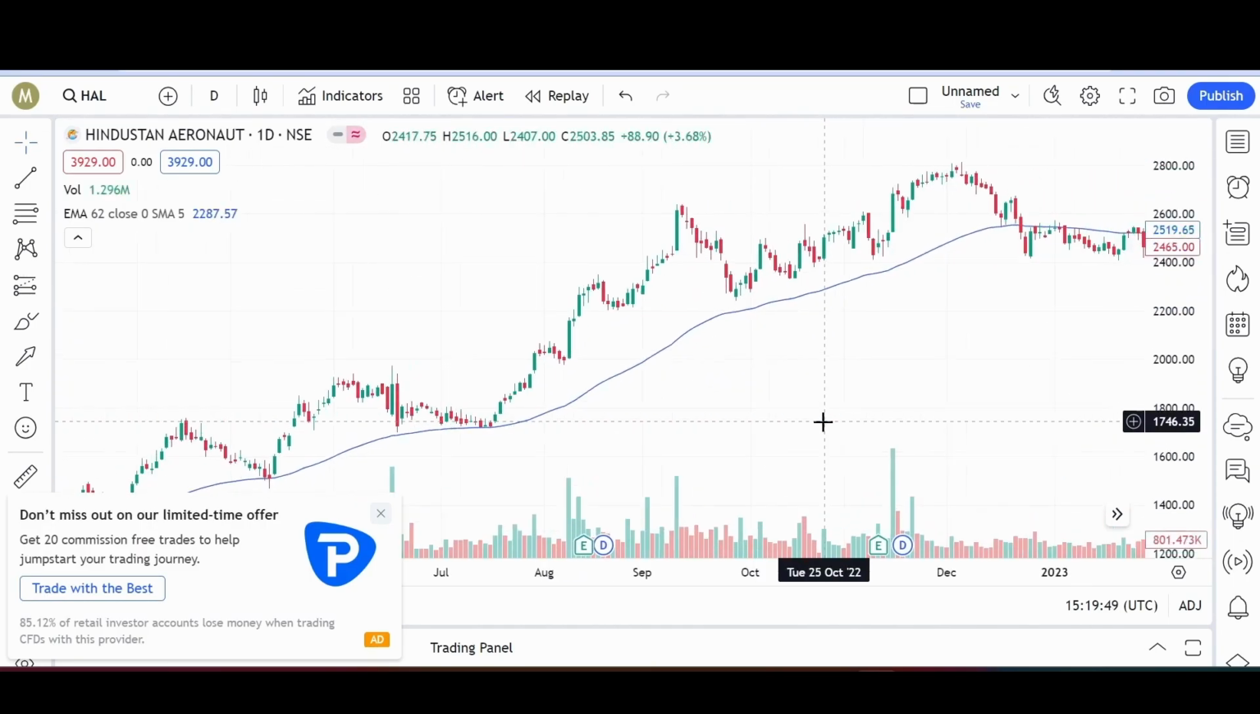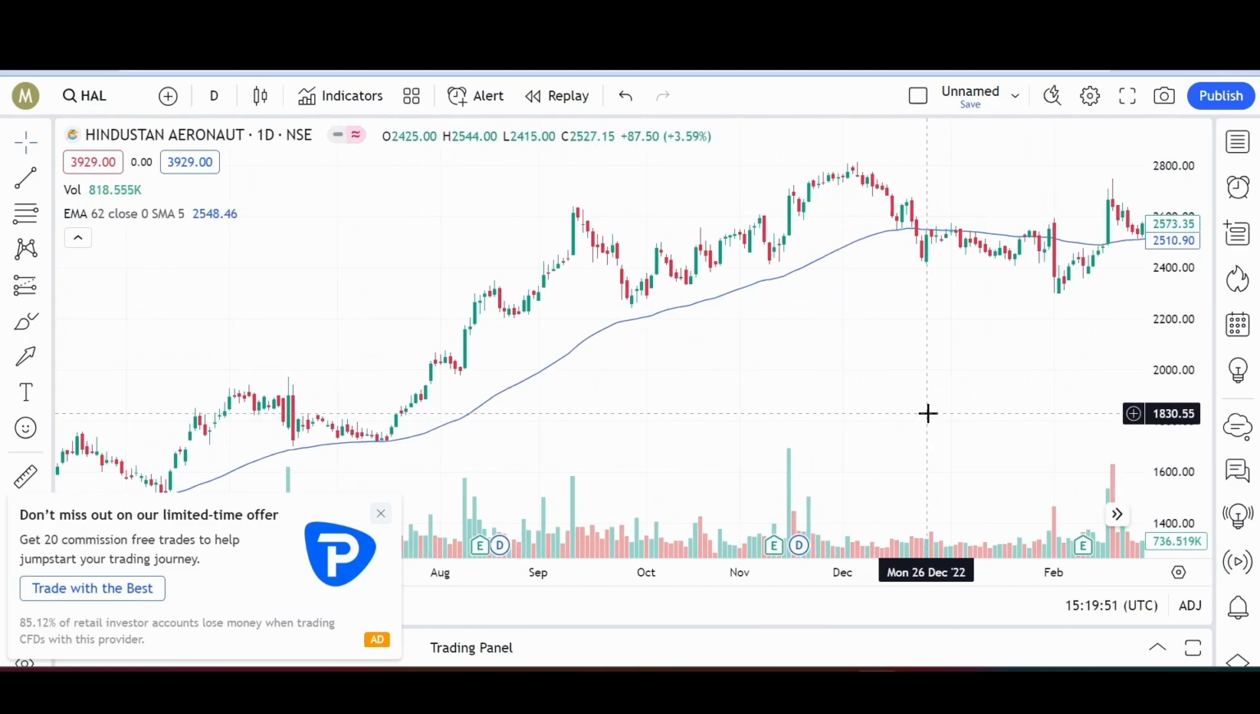it keeps going and respecting the 62 moving average, and exactly on 22 December 22 it came down. We can book profit here. Even up to here, we got 1200 points already. So this can be a short-term opportunity. I explained one short-term opportunity and one multi-bagger, both of which respected the 62 EMA.